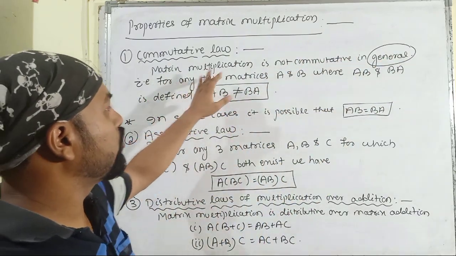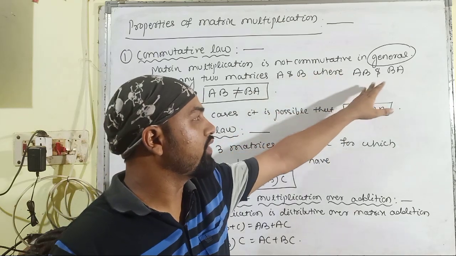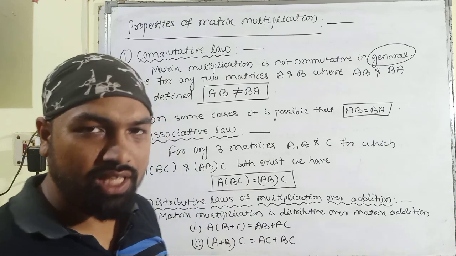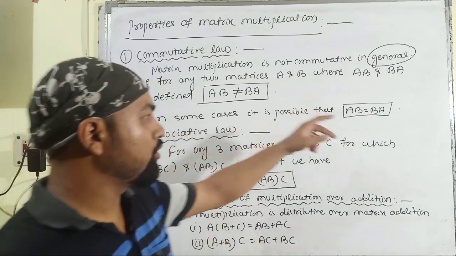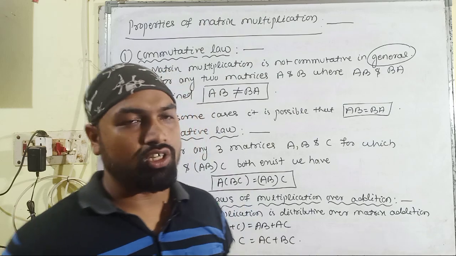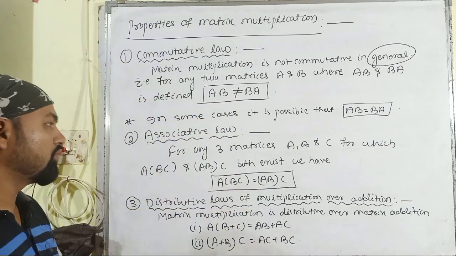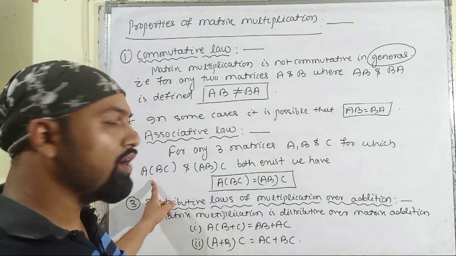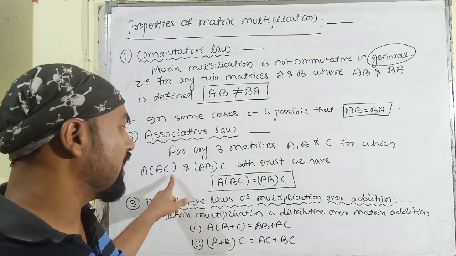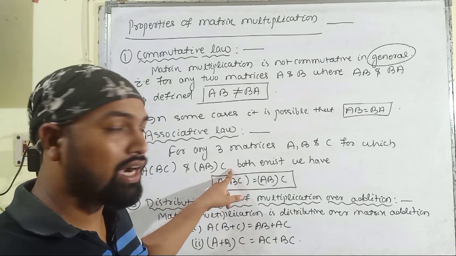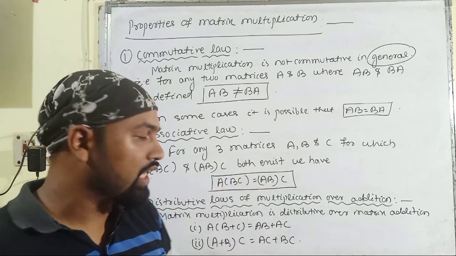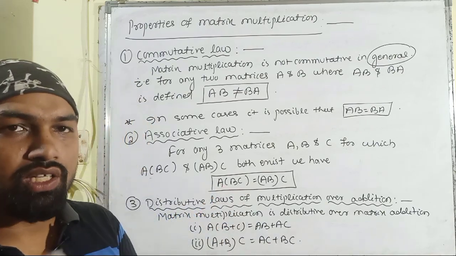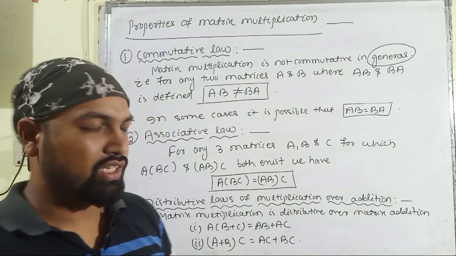That is, for any two matrices A and B where AB and BA are defined, AB is not equal to BA. But in some cases it is possible that AB is equal to BA, but not in all cases. So the associative law: for any three matrices A, B and C for which A multiplied with BC and AB multiplied with the third matrix C both exist, we can say that both of them are equal with each other. That means the associative property is satisfied for matrix multiplication.